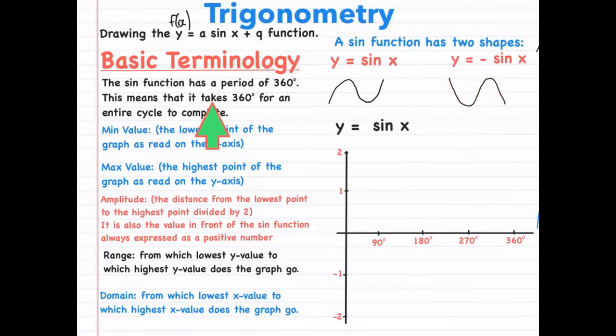I'll explain these words as we go about, but this first one is quite important. The sine function has a period of 360 degrees. What does it mean to have a period of 360 degrees? This basically means that it takes 360 degrees for an entire cycle to complete. So it takes 360 for a sine graph to make these two turns, from 0 degrees to 360 degrees. Got it? Same with the negative one. From the point where it starts, which will be 0 degrees on our x-axis, it takes 360 degrees horizontally to complete itself.